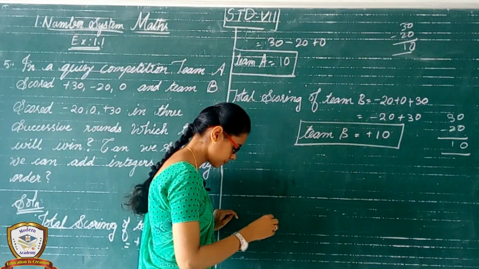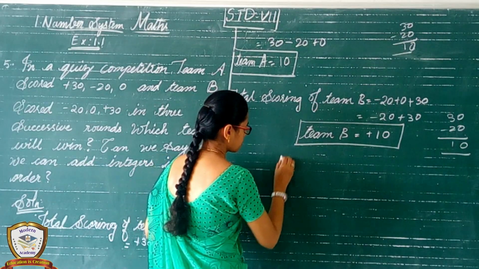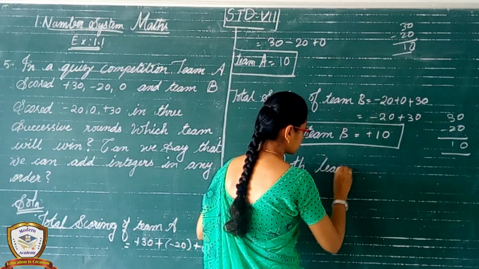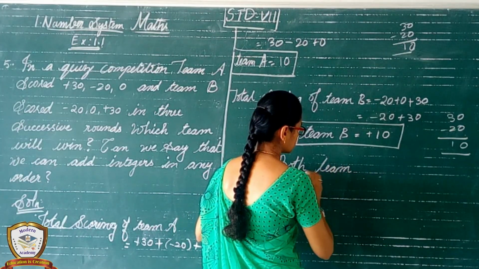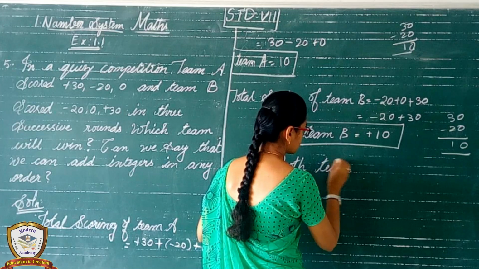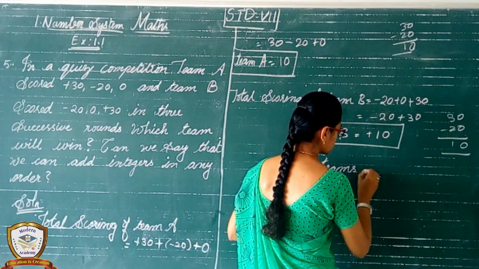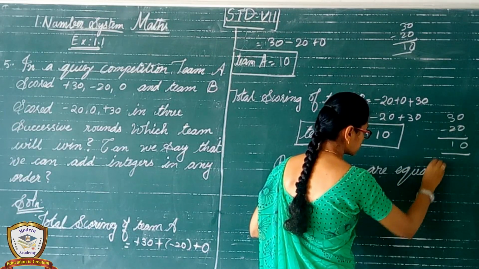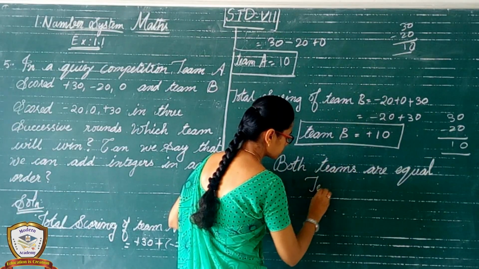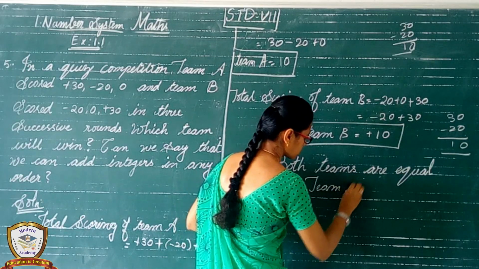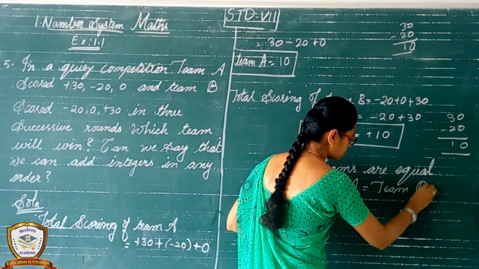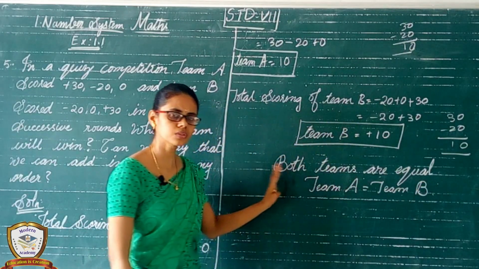We want to write both teams are equal. That is, team A is equal to team B. So both teams are equal.